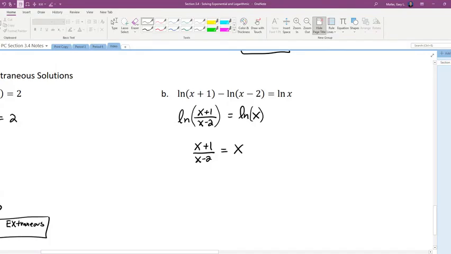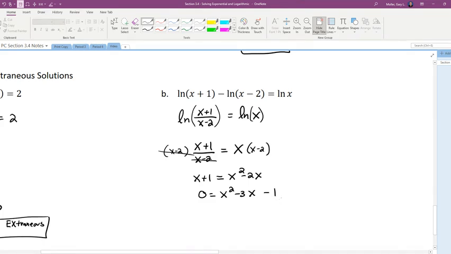So to solve this, we are simply going to get rid of the denominator. I'm going to multiply both sides by x minus 2, leaving me with x + 1 = x squared minus 2x. So we still have a quadratic situation. I'm going to get everything on the same side, so I'm going to move everything to the right side. So I get 0 = x squared minus 3x minus 1, I believe.